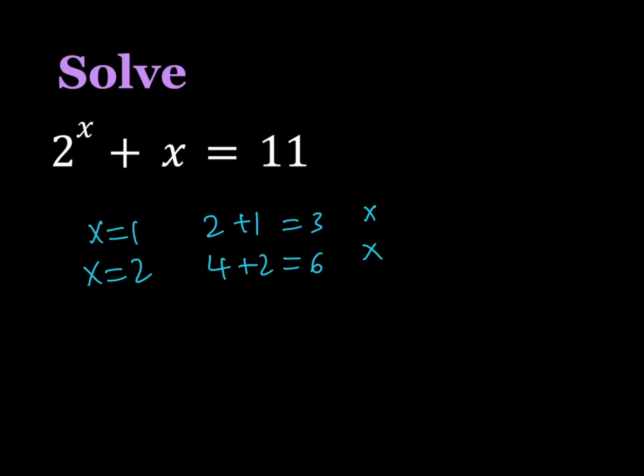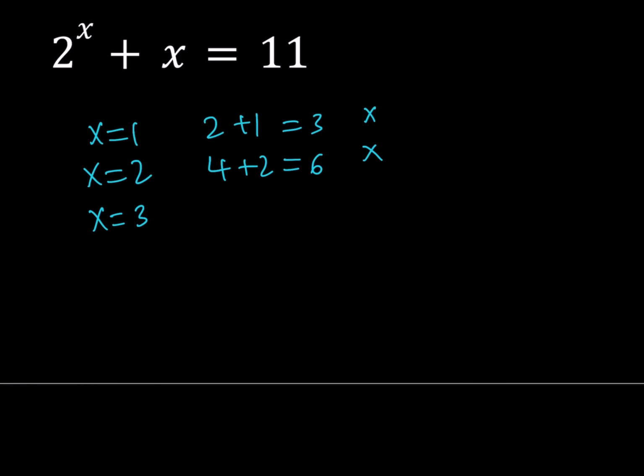So that kind of tells us that if you increase the x values, there's a chance that you're going to be able to hit 11. And that actually happens at x equals 3. If x is equal to 3, you get 8 plus 3, which is equal to 11. Bingo! We got a solution. But here's the million-dollar question. Is that the only solution? And we're going to answer that question by looking at it from an analytical perspective. But before, here's what we need to do.